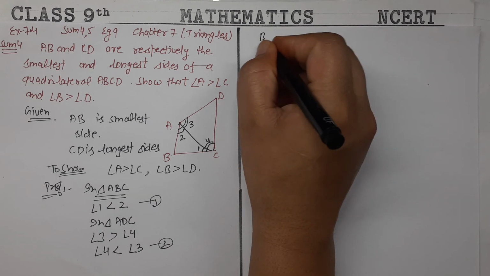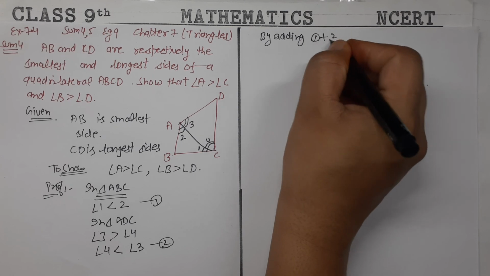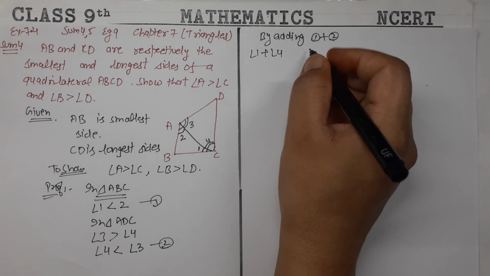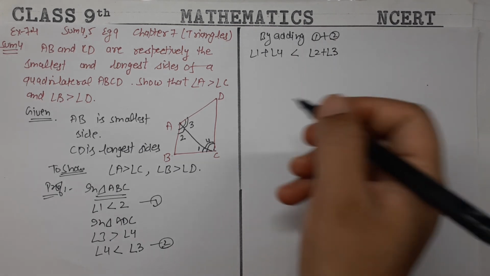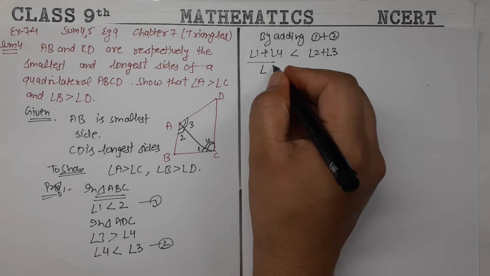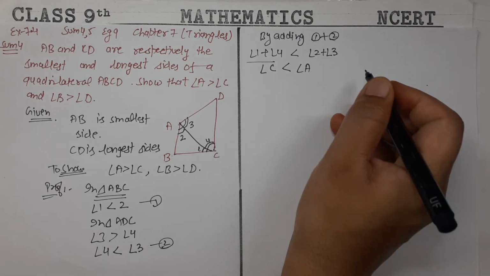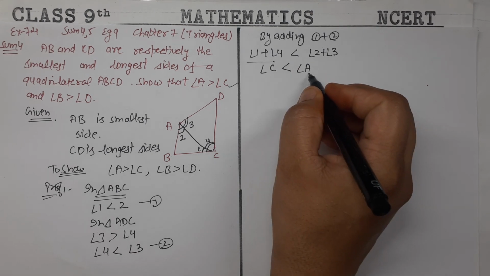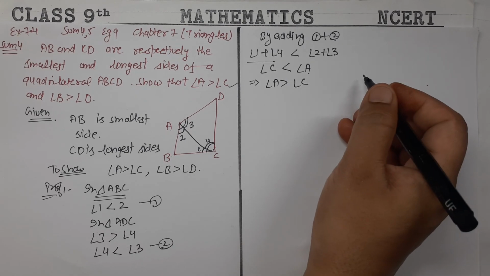By adding 1 plus 2, it makes angle 1 plus 4 is less than angle 2 plus 3. 1 plus 4 makes angle C is less than angle 2 plus 3 makes angle A. See, it proves angle C is less than angle A. That means angle A is greater than angle C.